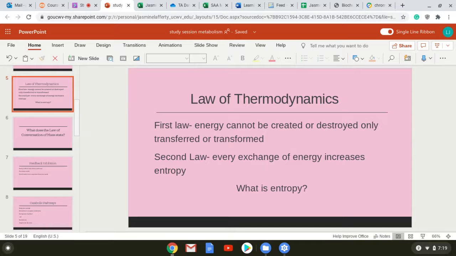What do I need to do to get energy? Do I need to drink a cup of coffee with a lot of sugar? Do I need to eat a big bowl of pasta for all the carbs? XYZ, whatever. Think about it like that. Okay? All right, so second law just means that every exchange of energy increases the entropy. Now, who can tell me what entropy is?